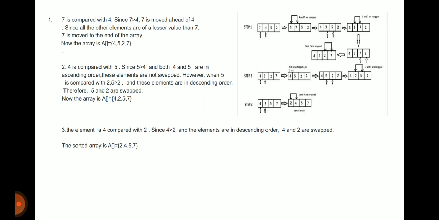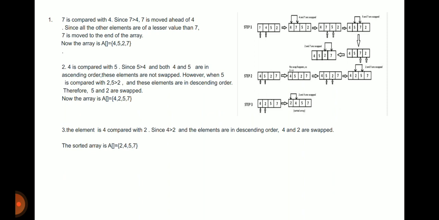In second step, 4 is compared with 5. Since 5 is bigger than 4 and both 4 and 5 are in ascending order, these elements are not swapped. However, when 5 is compared with 2, 5 is greater than 2 and these elements are in descending order, therefore 5 and 2 are swapped. Now the array will become 4, 2, 5, 7.